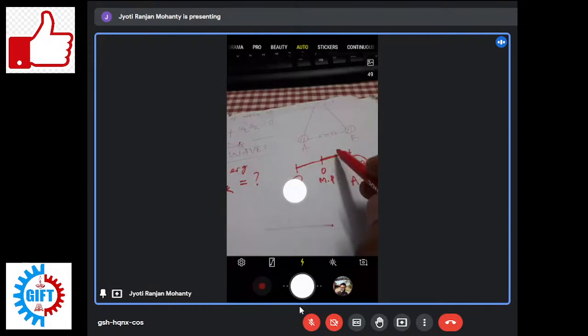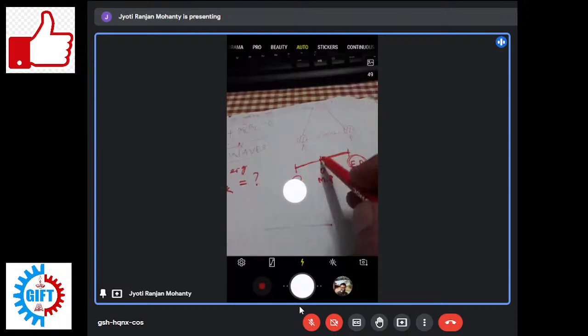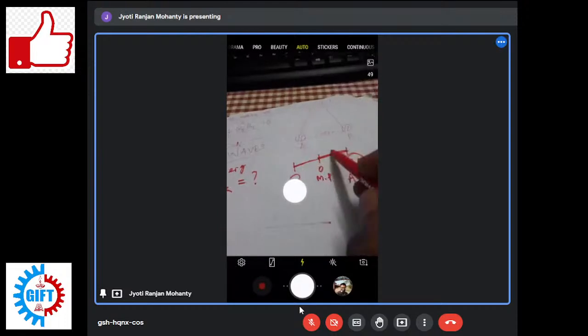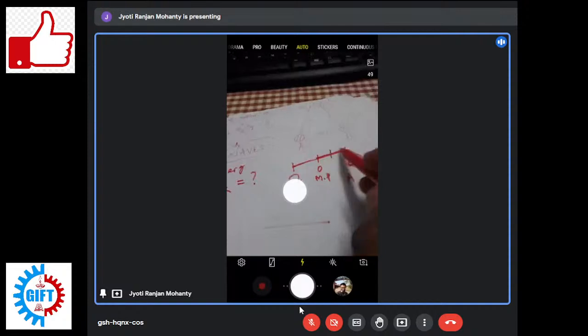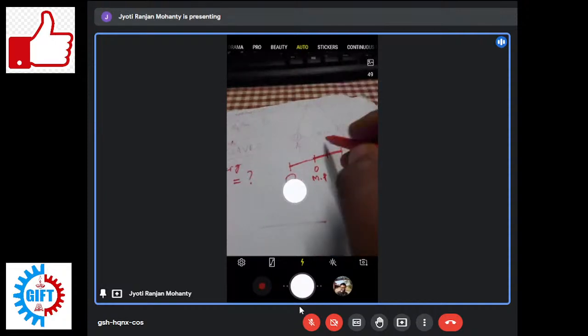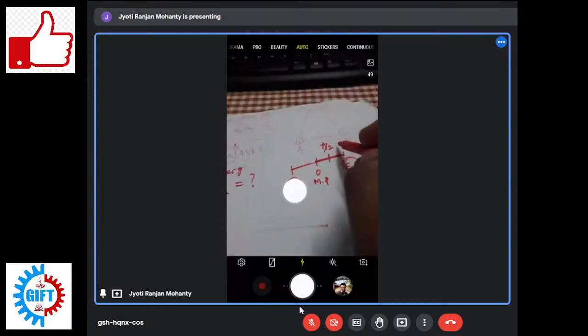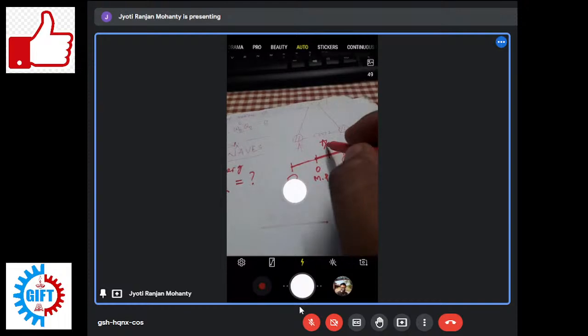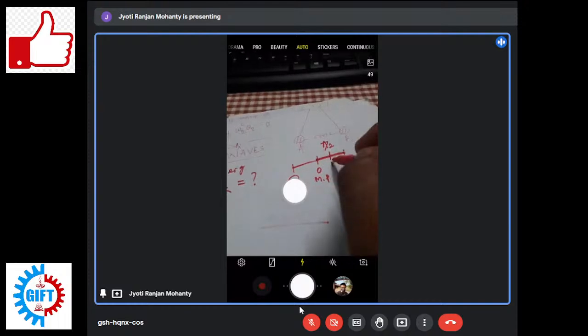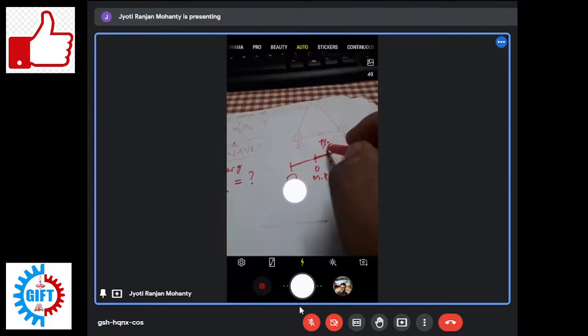So we have to find the kinetic energy in between mean position and extreme position. The distance is A, so midway means midpoint. If the total distance is A, what is the midpoint? A by 2. So you have to find the kinetic energy at A by 2. Suppose P is the position where the distance is A by 2.